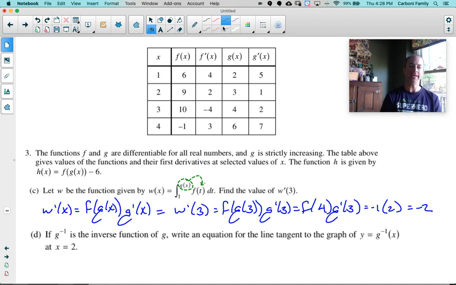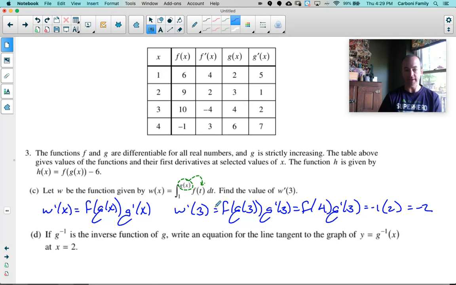However, right here, I made a mistake that is very common on the AP exam, and you have to be careful when working from left to right. I put an equal sign right here, which implies that W prime of 3 is equal to f of g of x times g prime of x, and it is not. W prime of 3 is equal to what happens when you plug 3 in for the x's. So be very careful with your equal signs. That should not be an equal sign. It should be, if anything, just leave it blank.